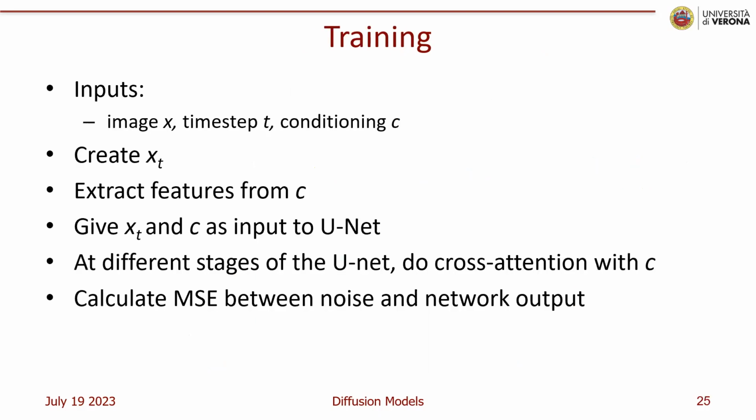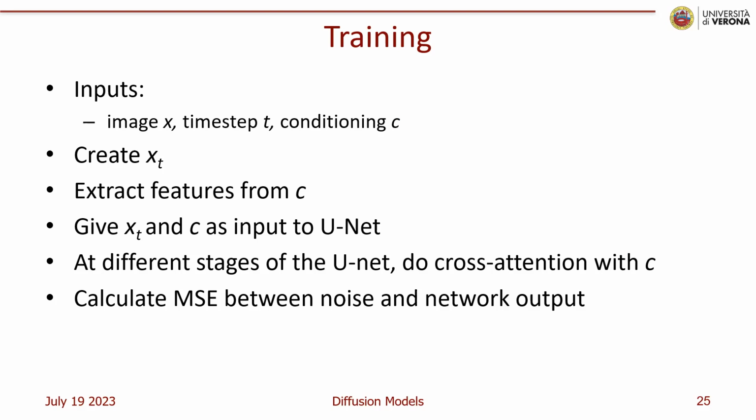Okay. So that being said, the procedure stays exactly the same. Just the architecture changes a bit. We have cross attention, and the data changes a bit. We need pairs of data instead of just images. But the rest is the same. We still have X, we still have T. We have this new C.